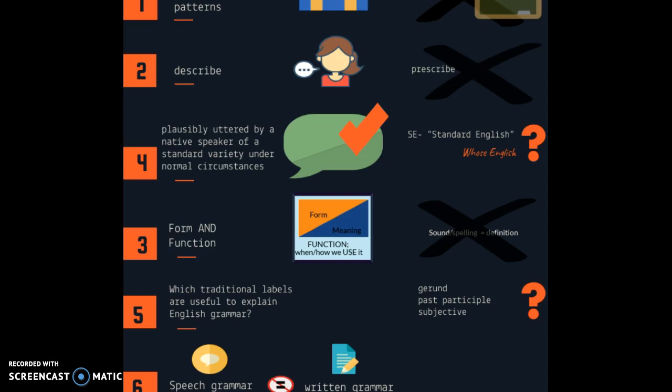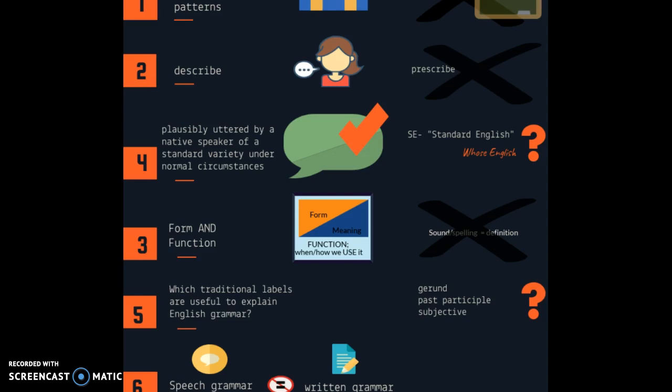The other question we have to kind of tackle is when we say standard variety, what is standard English, or better yet, whose English is standard? So this is also something that we have to consider. We know that the patterns of American English differ from the patterns of British English, not just in how we pronounce things, but also in sentence structure. So that's just something we have to keep in mind.